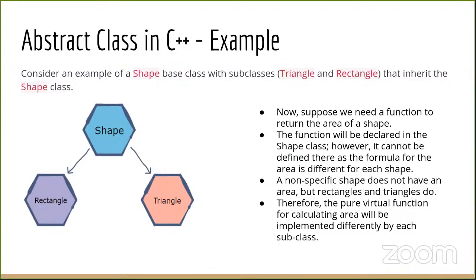Consider that we have one class, shape, and two subclasses, rectangle and triangle. We need to define a function, area, that returns the area of the shape. The function cannot be implemented in the class shape because the formula for area is different for different shapes. So we need a pure virtual function here, and the class shape will be implemented like an abstract class, so the deriving classes can provide implementations of their respective areas.